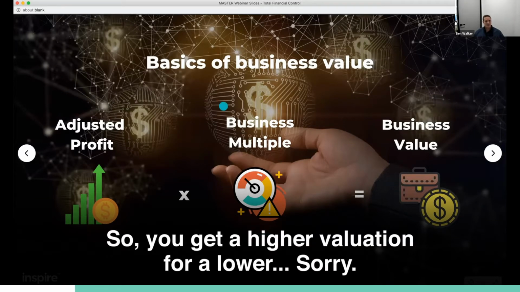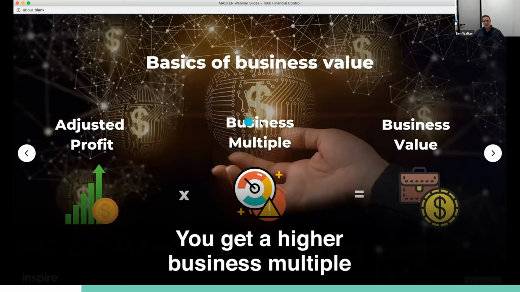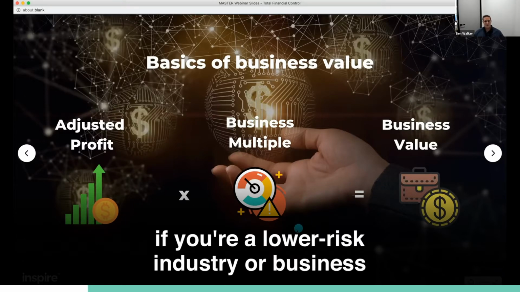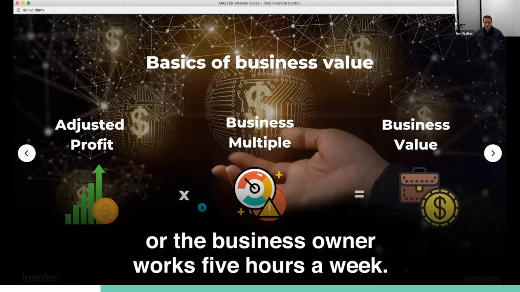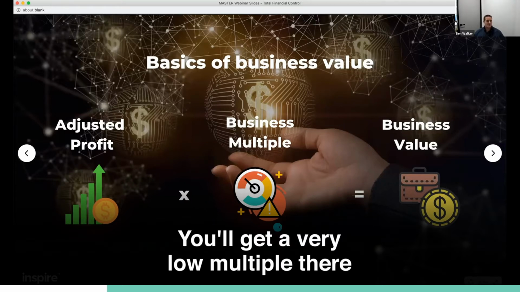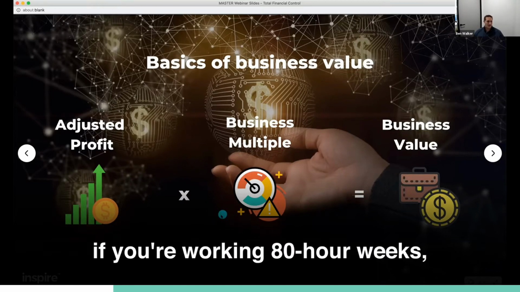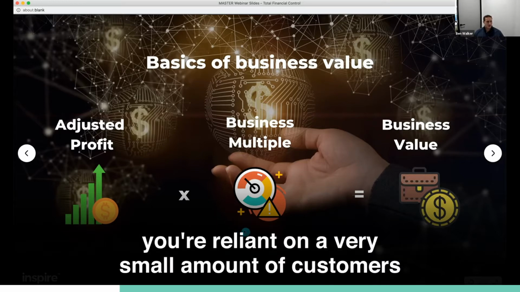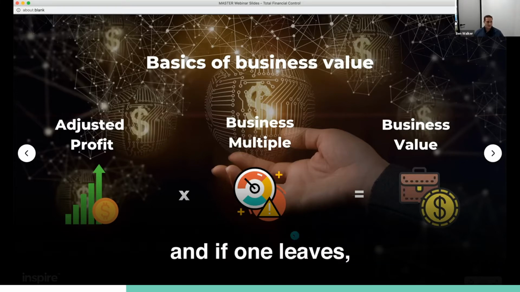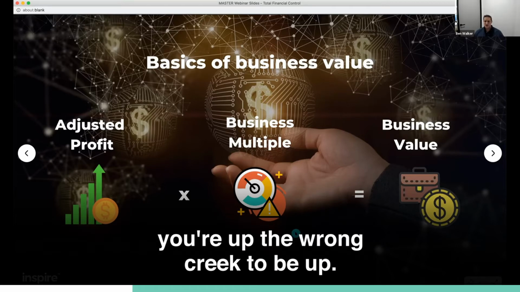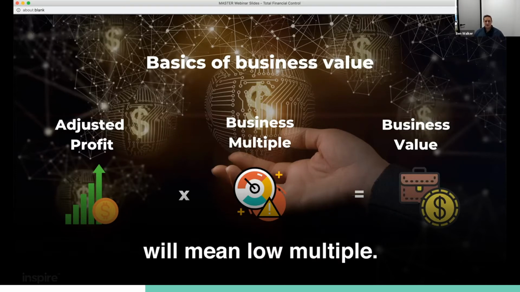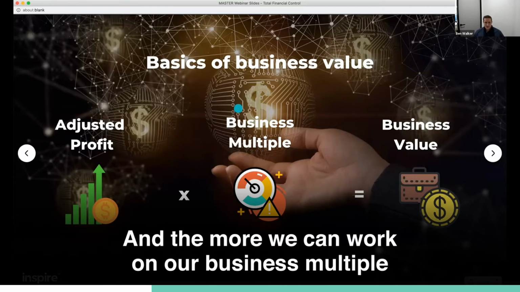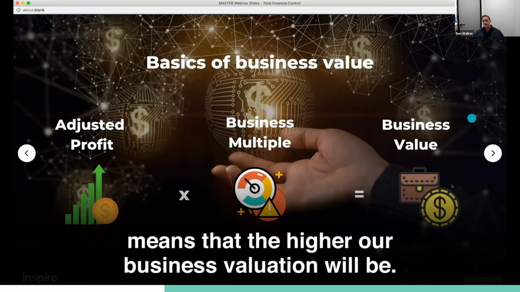So you get a higher business multiple if you're a lower risk industry or business, or you've got systems in place, or the business owner works 5 hours a week. You'll get a very low multiple if you're working 80-hour weeks, you're reliant on a very small amount of customers, and if one leaves, you're up the wrong creek. Things like that. High risk will mean low multiple. So the more we can work on our business multiple and increasing our adjusted profit, the higher our business valuation will be.